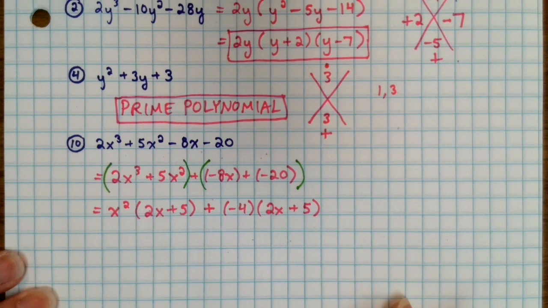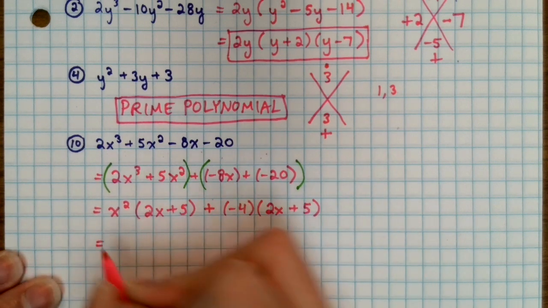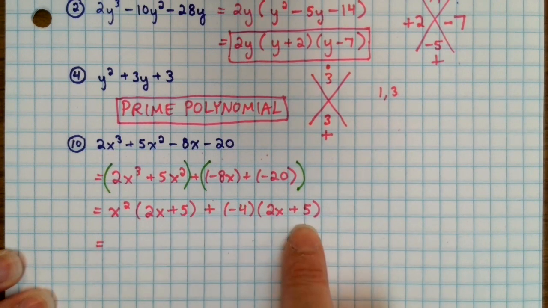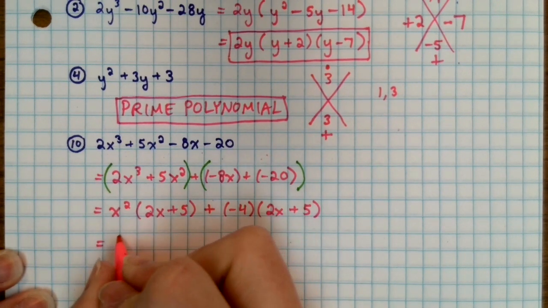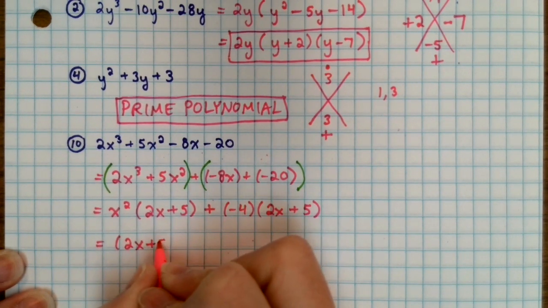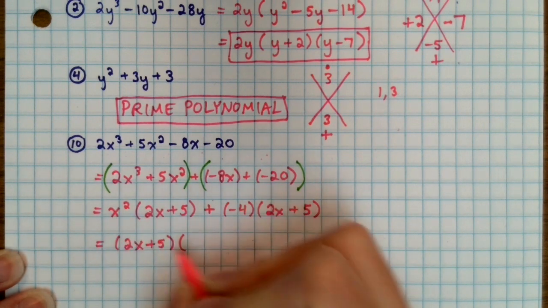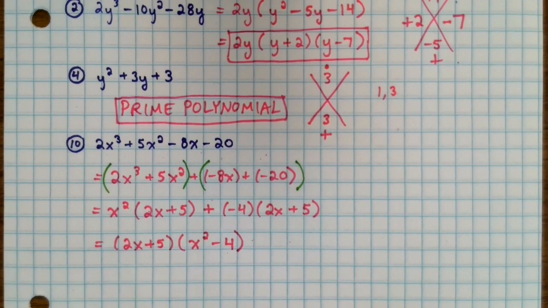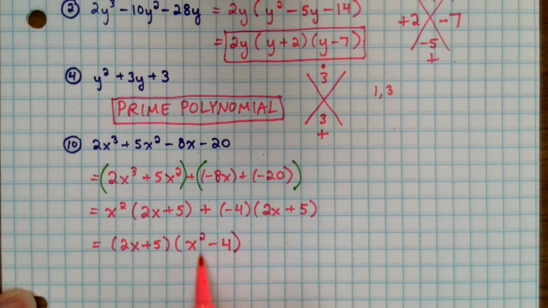And then we just have one more step. Actually, we're going to have a couple more steps looking ahead a little bit. We're going to factor out this 2x plus 5. So we'll go ahead and do that. And then we're left with this x squared and then this minus 4. The reason I said we're not done is because this right here is a difference of squares.